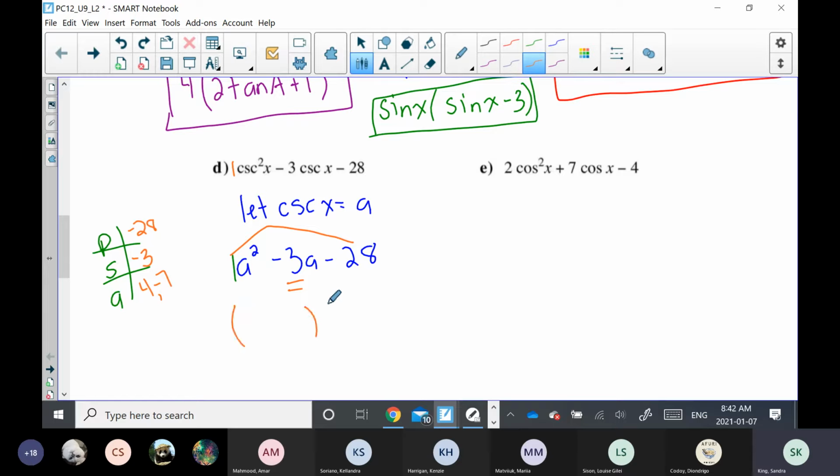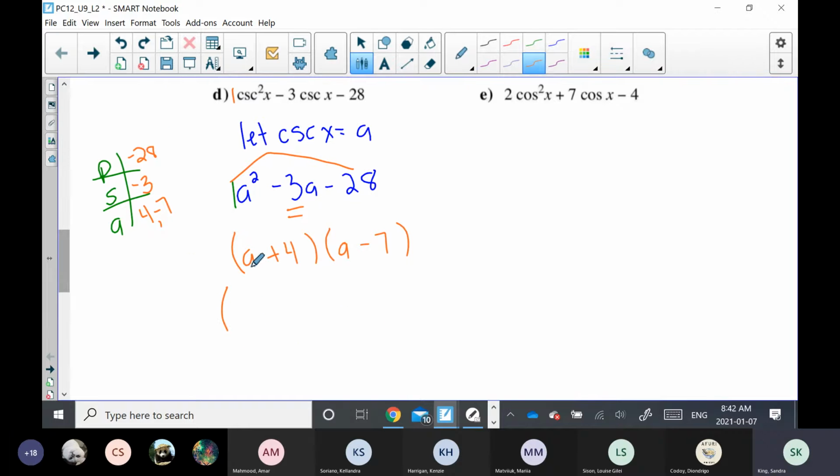If it's a PSA 1, then it's easy. You just put your variable at the beginning of each bracket. One variable is going to get a plus 4, and one variable is going to get a negative 7. So those are my two factors. And then at the end, we take out our A and substitute back in cosecant of x. So my factors are cosecant of x plus 4, cosecant of x minus 7. And that would be your answer.